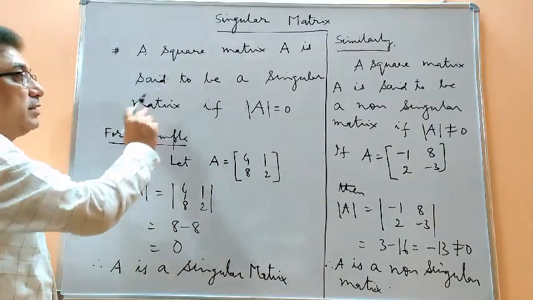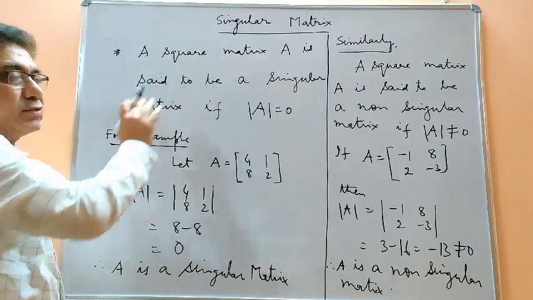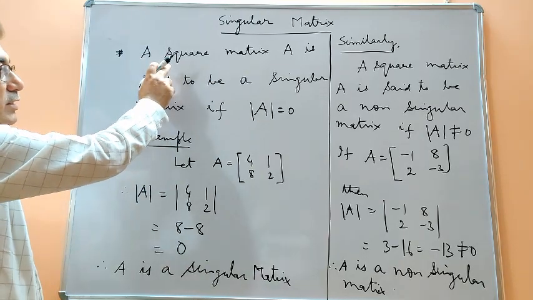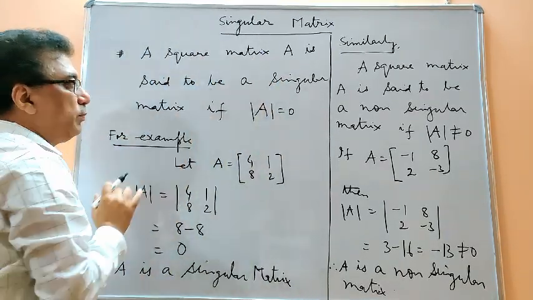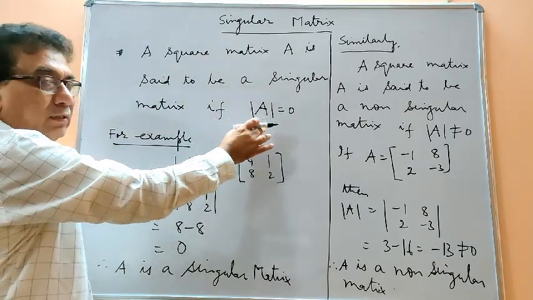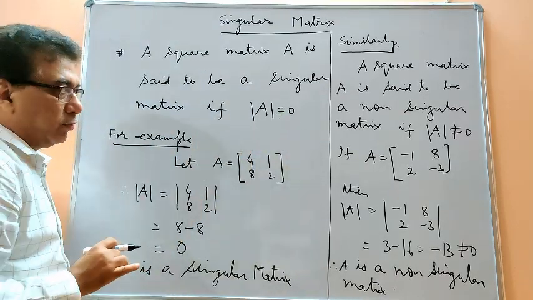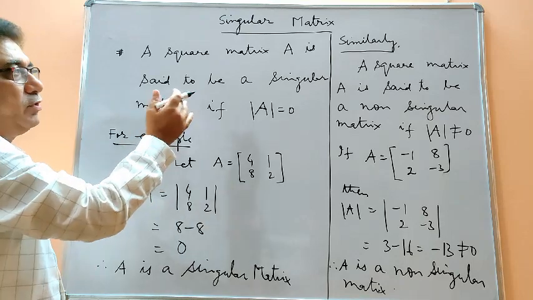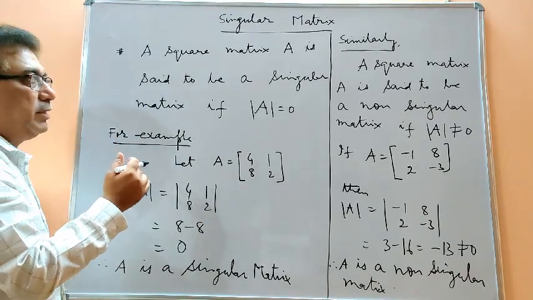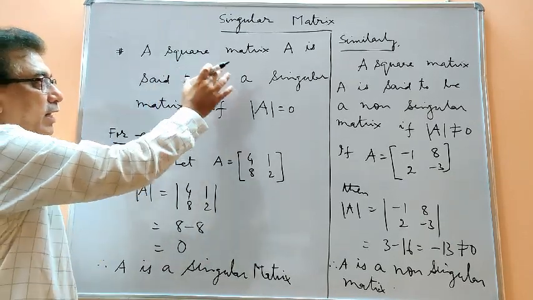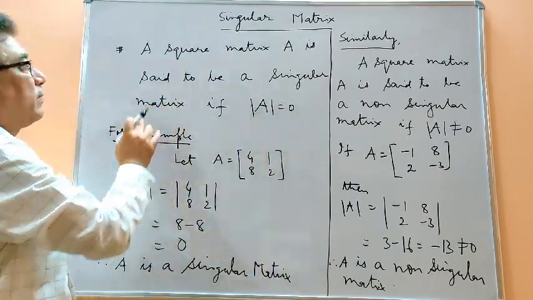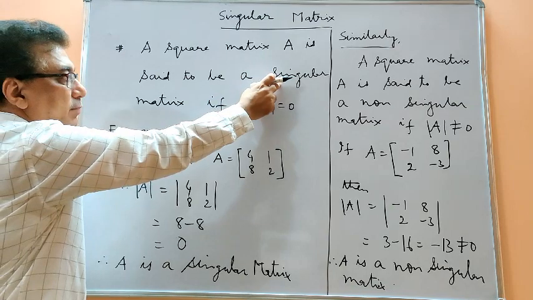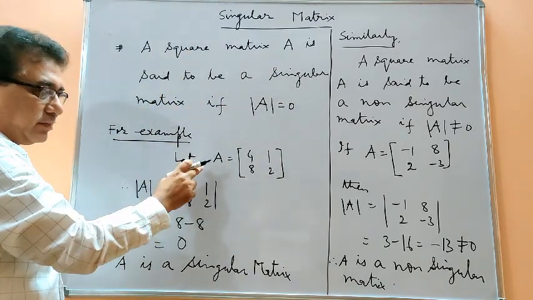Suppose A is a square matrix. So the definition reads like a square matrix A is said to be a singular matrix if determinant A is equal to 0. Okay, because we know that every square matrix has a determinant. So if a square matrix A has its determinant 0, then it is called a singular matrix.